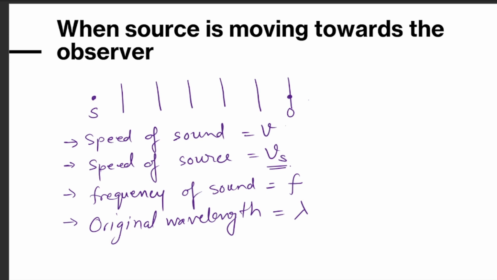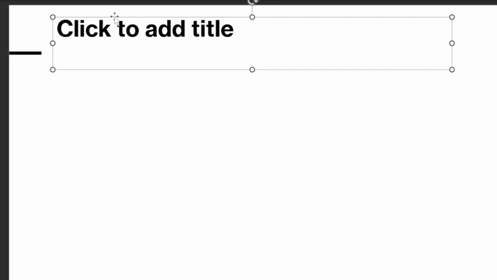Now the original wavelength is lambda, and another important thing is the time period. Now let us derive the formula for when the source is moving towards the observer. I will go to the next slide, and let me remove this part to save space. Yeah, I got some extra space now. So here is my source and here is the observer.